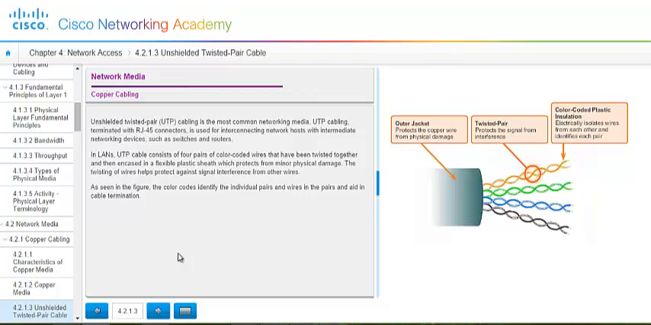As you see in the figure to your right, the color codes identify the individual pairs and wires in the pairs and aid in cable termination. So here we have our outer jacket, the twisted pairs, and then they're color coded. Typically they're orange, orange-white, we have green, green-white, blue-white, blue, and brown-white. I know it looks black on here, but they're brown.